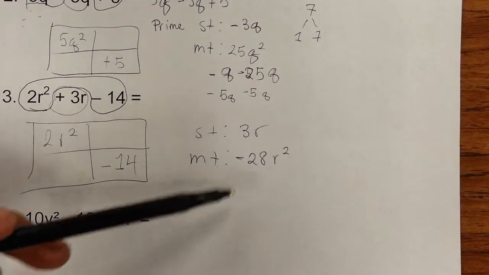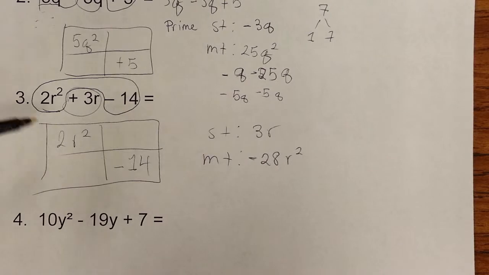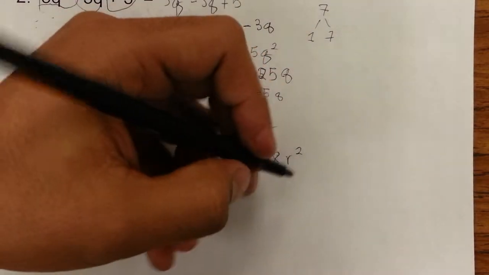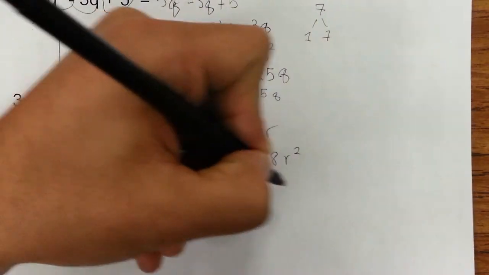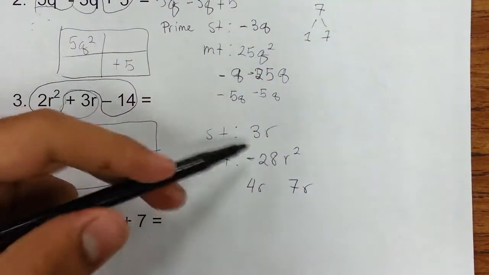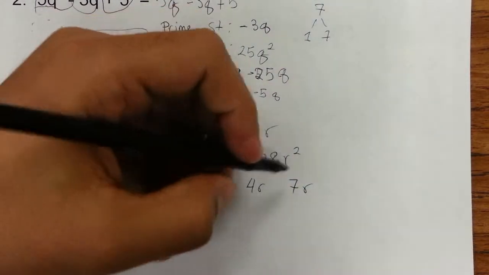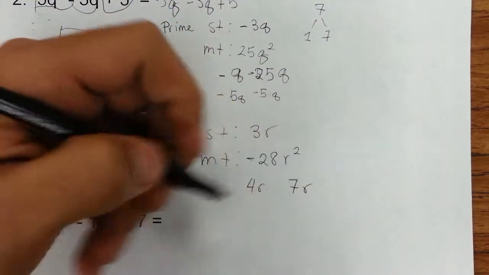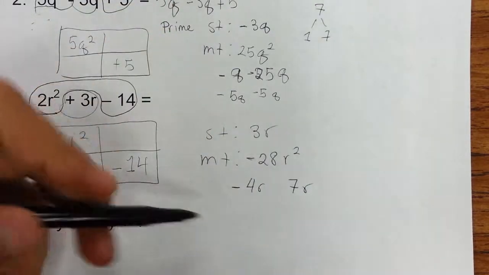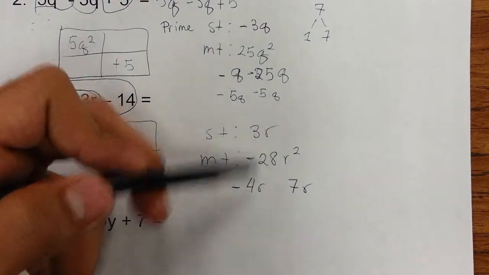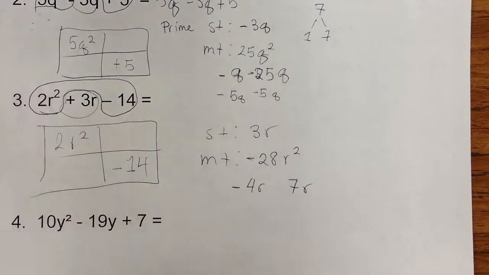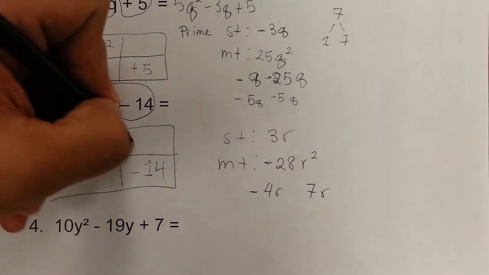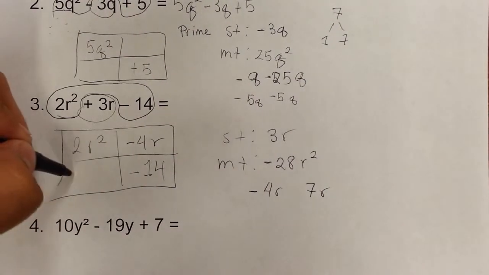So since it's a negative product and a positive sum, we need our larger expression to be positive, and they need to have a difference of 3. I can think of 4r and 7r. If I were to subtract those, I would get 3r. But I need to subtract, so one of them has to have a different sign. We want the positive one to be larger, so 7r will be the positive one. We've got negative 4r. Negative 4r plus 7r, 3r. Multiply them out, you get negative 28r squared. Let's fill in. We've got the negative 4r and then the 7r.